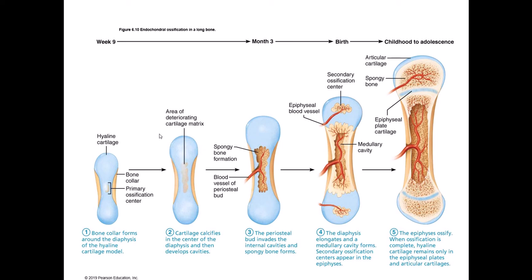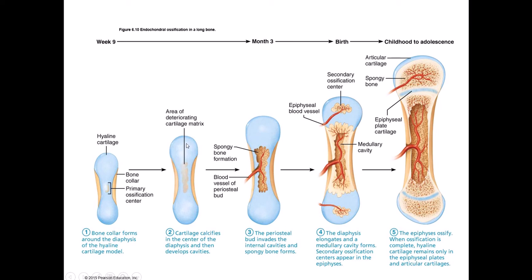As I mentioned, it typically starts around week 8, week 9, so about 2 months into the gestational period. Before that, we do not have bony tissue. We have these little hyaline cartilage models. So the first thing that happens is we get the formation of some compact bone, what we call a bone collar, around the diaphysis of the hyaline cartilage model. That cuts off oxygen and nutrients to the hyaline cartilage, because remember, it doesn't have any blood vessels, and so our primary ossification center begins to appear. The cartilage in that diaphysis deteriorates.